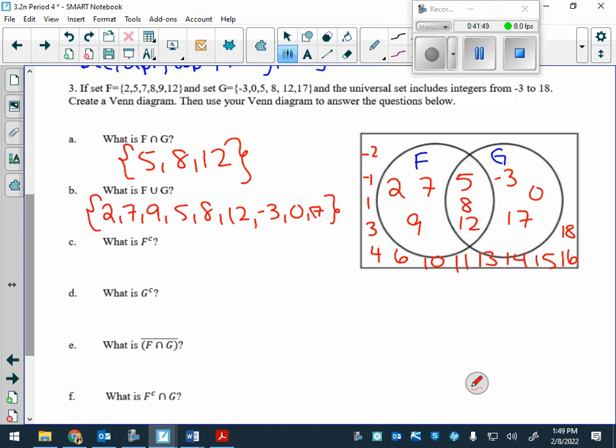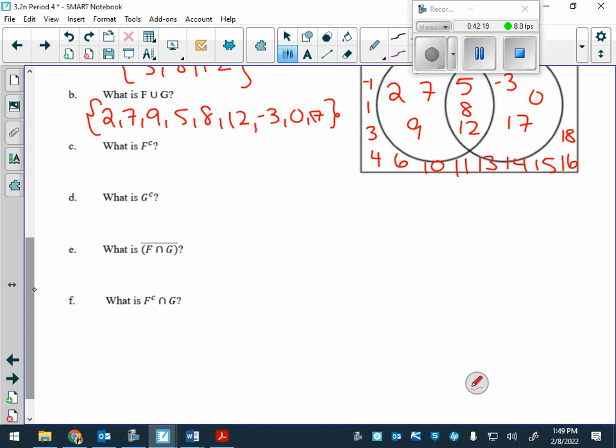Okay? And what is not in G? Liam? 7, 9, -2, -1, 1, 3, 4, 6, 10, 11, 13, 14, 15, 16, 18. Excellent. So not in G, 2, 7, 9, and everything on the outside. Okay?